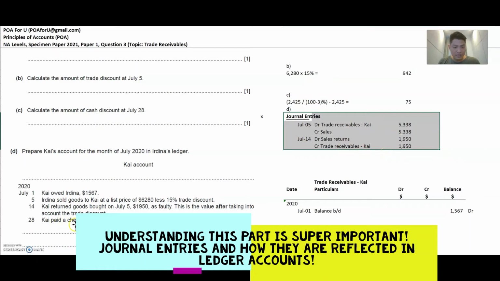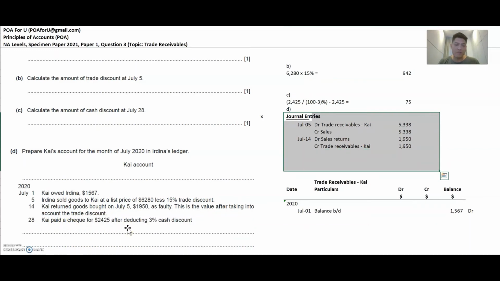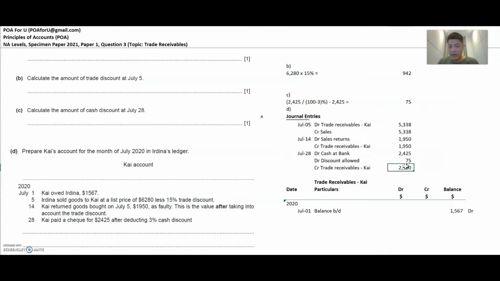And then lastly, Kai paid by check, right? After taking into account the discount. So the double entry would be a few folds. You receive 2425 in cash, so that's debit cash at bank, and you credit Kai 2500, which is the full amount that we calculated earlier here. And then the discount would be the difference of $75. Right? This amount is something that you calculated earlier as well.